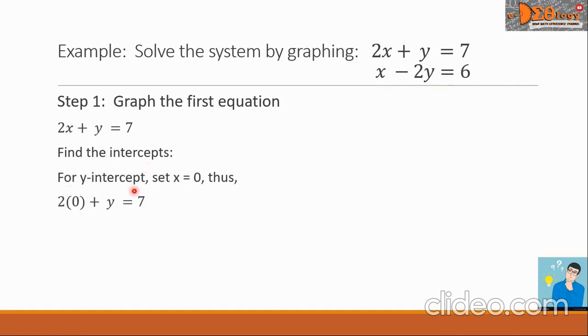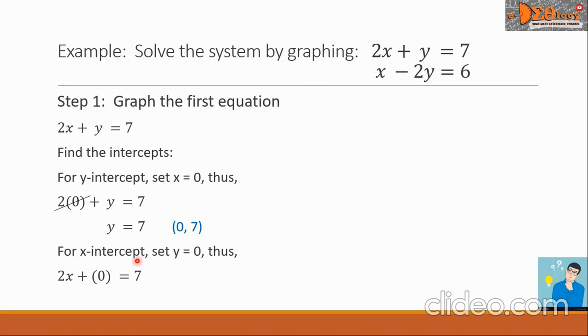For y-intercept, we set x equals 0. Thus, the equation 2x plus y equals 7 becomes 2 times 0 plus y equals 7. And we can cancel this 2 times 0. So we can now have y equals 7. This is the value of y when x equals 0. So the ordered pair of y-intercept is (0, 7).